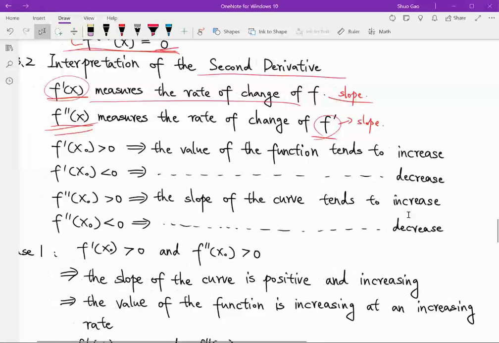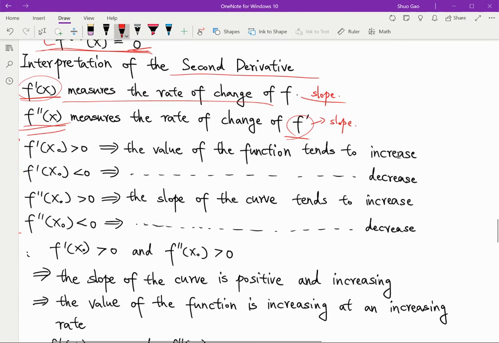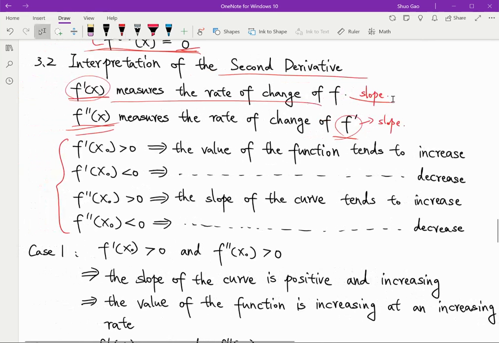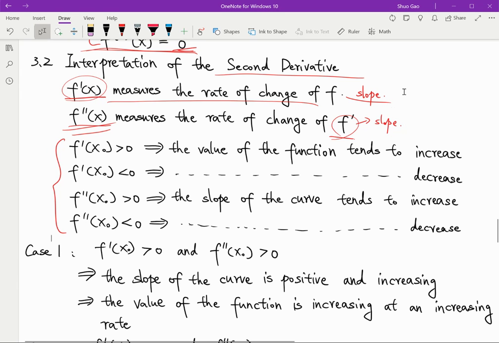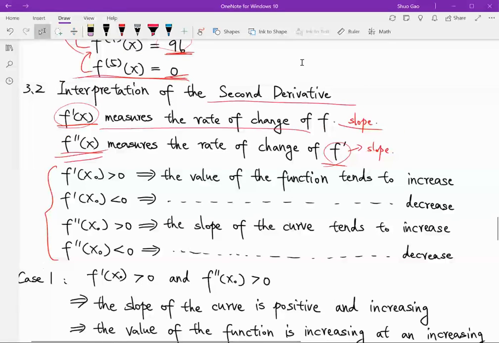So here are some of the cases. If f'(x), the first derivative, is larger than 0, that means the slope is positive, which means the function is increasing, right? Because the slope is positive. If the slope is positive for all the points of the function, that means it's an increasing function.